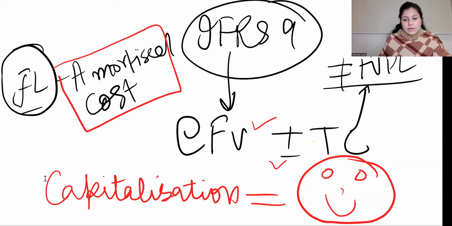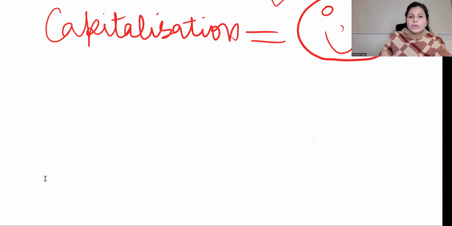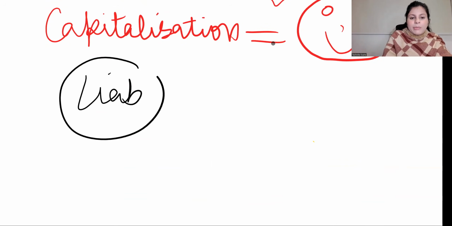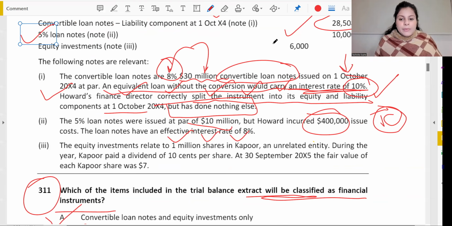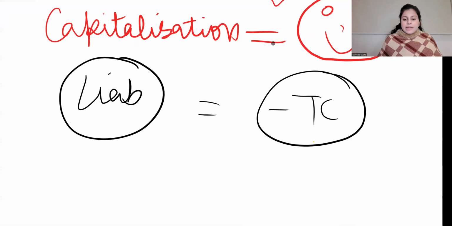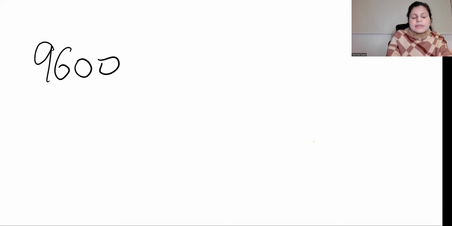Yes, happy sad rule. Decrease. So I need to remove it from my liability, so that I get a happy outcome. My initial would be 10 million minus 4 lakh. What is 10 million minus 4 lakh? If I work in thousands, it would be 9,600. So initial value would be 9,600.